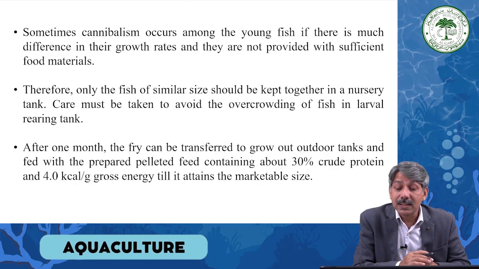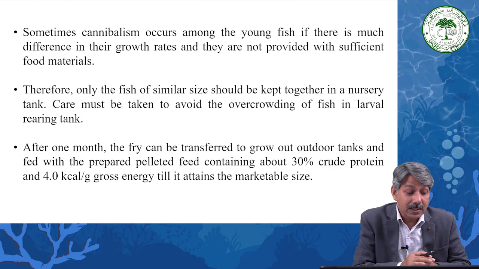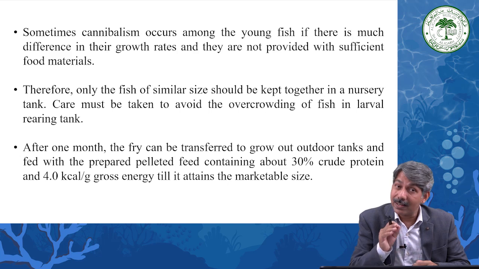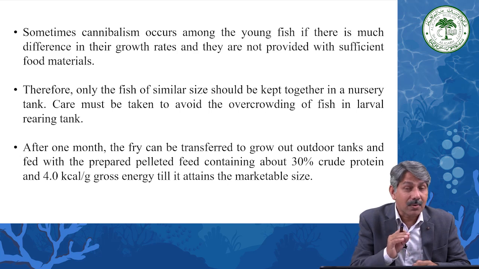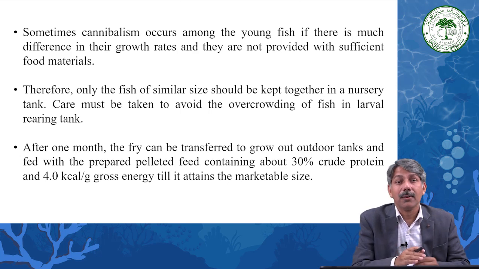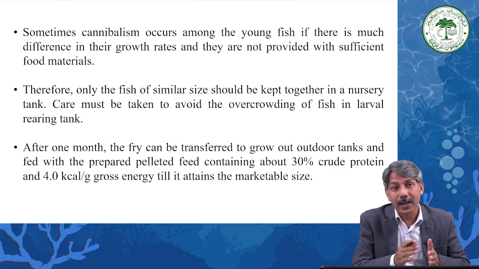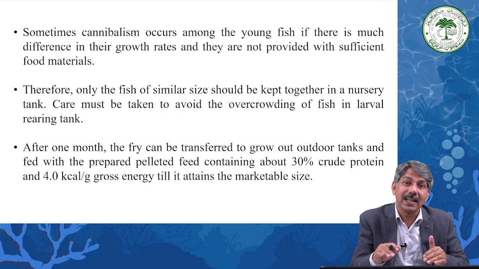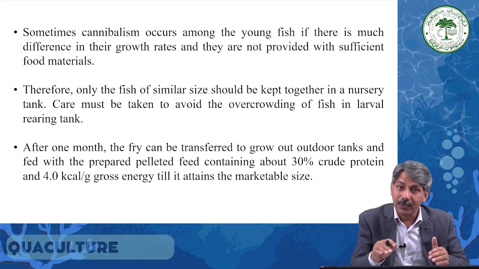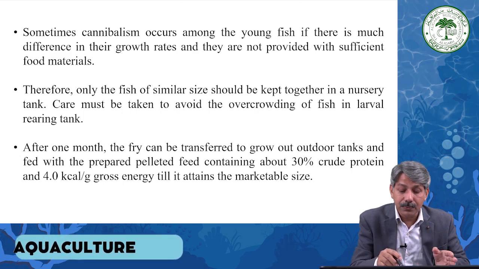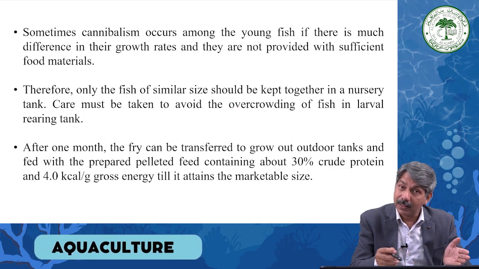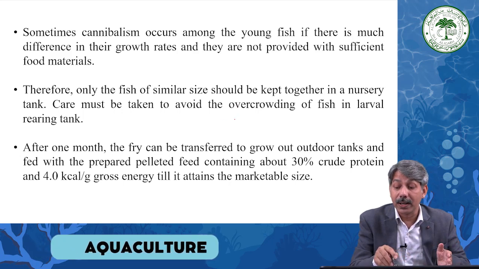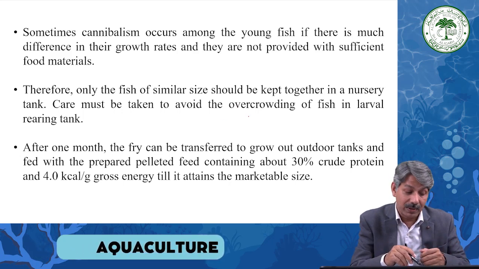Sometimes cannibalism occurs among the young fish also, if there is much difference in their growth rates and they are not provided with sufficient food materials. For any fish where there is any report of cannibalism, try not to stock varied fish size groups into one tank. So try to differentiate size grading. Size grading can be done within that species. Therefore, only fish of similar size should be kept together in a nursery tank. Care must be taken to avoid overcrowding of fish in the larval rearing tank.